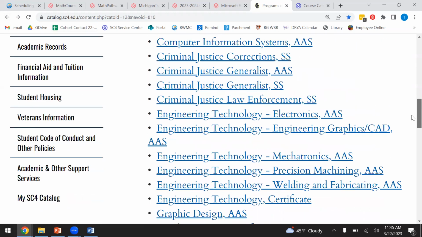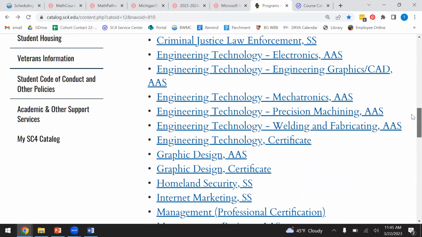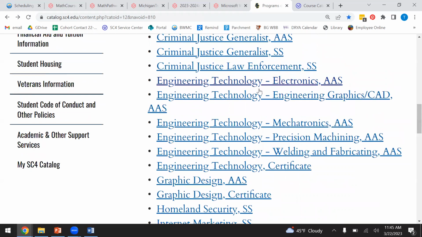So if you're thinking about transferring and majoring in engineering, getting a bachelor's in engineering, a lot of times we see students select one of these engineering technology degrees. And I do understand that it's misleading, but this is more of the hands-on work in an engineering field. So something like mechatronics, precision machining, welding, engineering graphics and CAD. This could be an entry-level route into an engineering firm or a company, but you'd be doing just the basics.